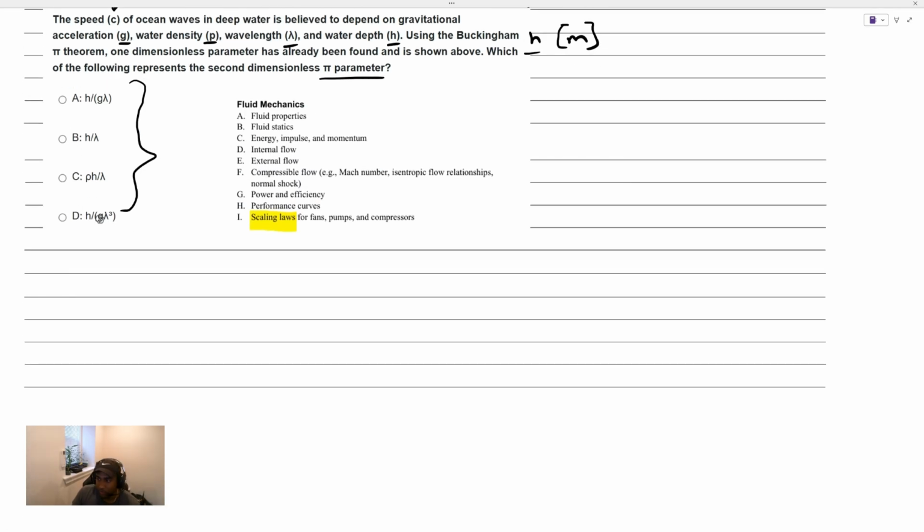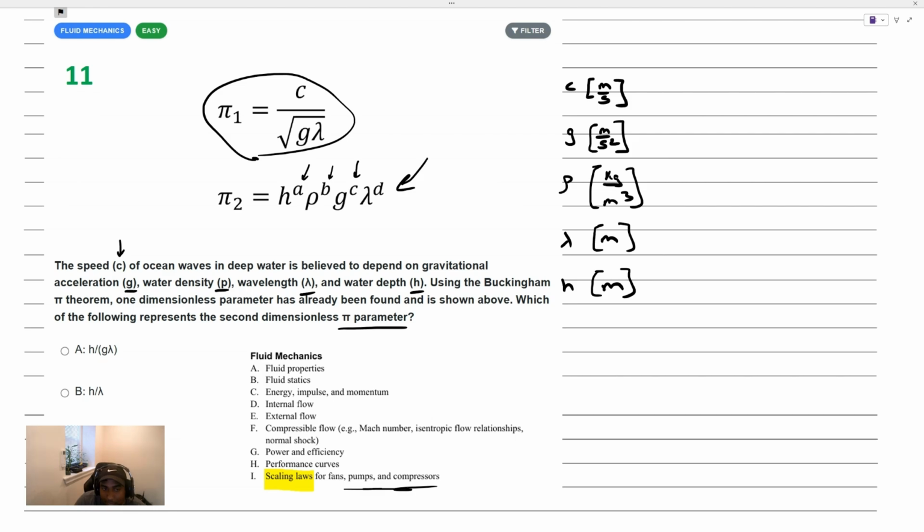Let's go ahead and continue. Before we get into solving this problem, I'm going to talk a little bit about the idea of the Buckingham pi theorem and why it's important.